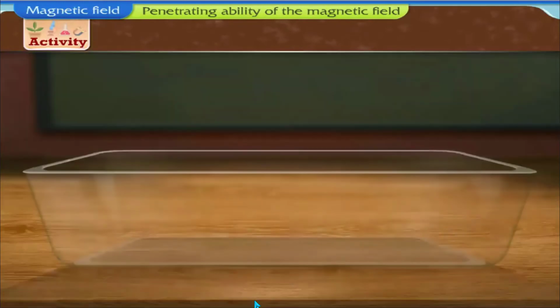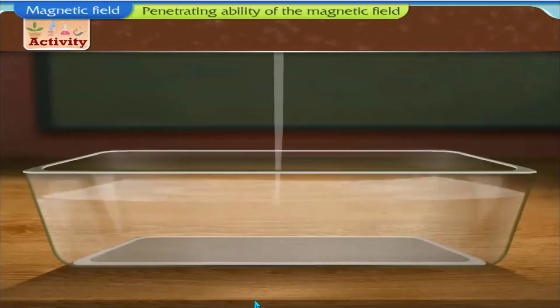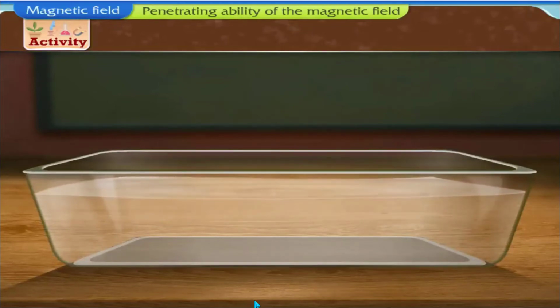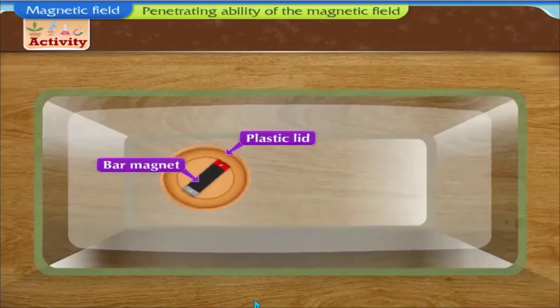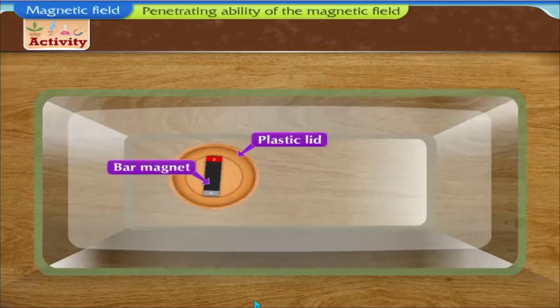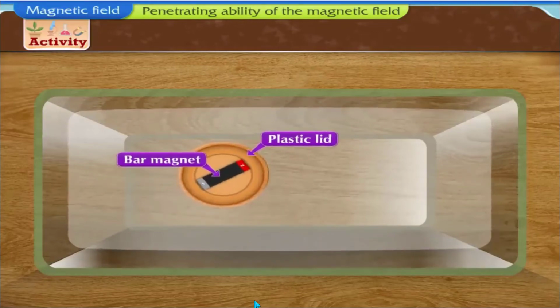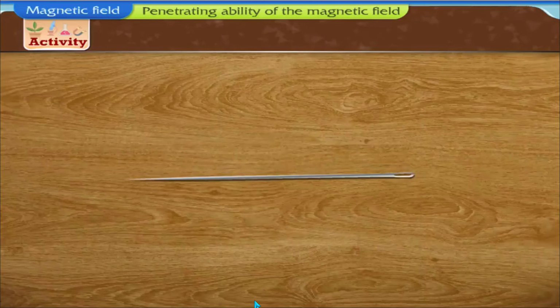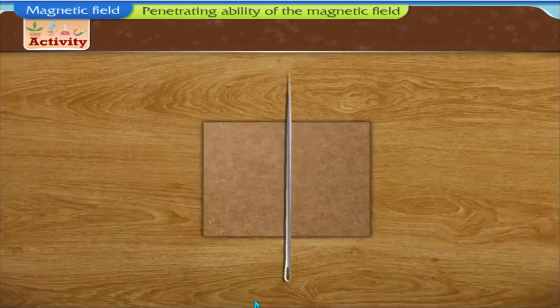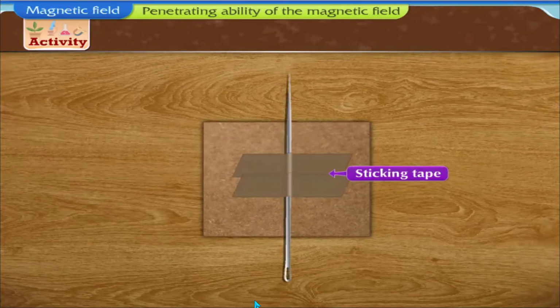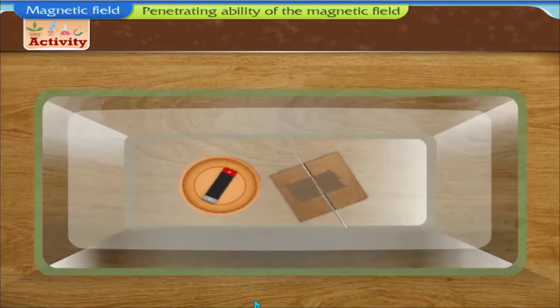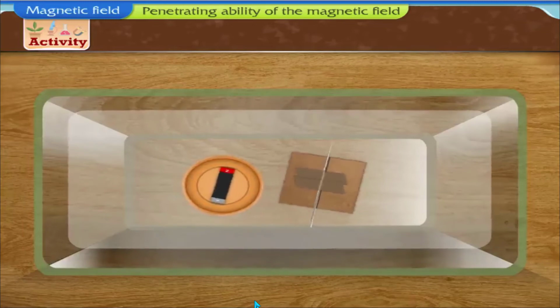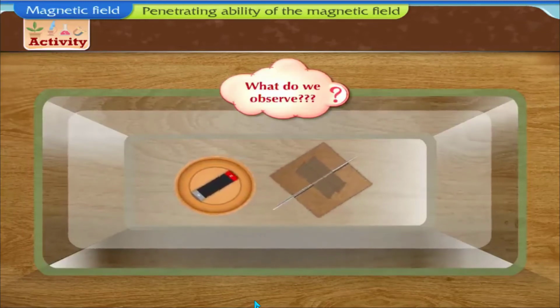Activity: let us take water in a trough. Let us take a plastic lid and place a bar magnet in it. Now, let us float the lid on the surface of the water. Let us now take one magnetized needle and stick it firmly to a small piece of thick cardboard using sticking tape. Now, place the magnetized needle stuck to the cardboard in the water near the magnet. What do we observe?